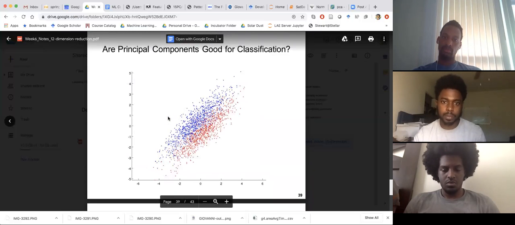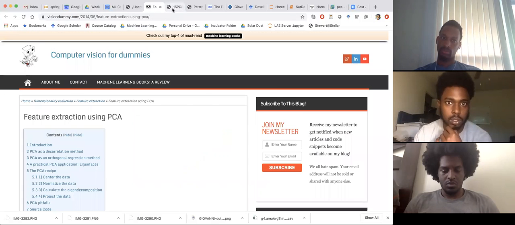So if there's not a lot of variance in this direction, even though our classifier has blue on this side and red on this side, PCA is going to ignore this direction in favor of this. Depending on your data set, it might not be that good for classification. So instead, what you would want to use, I think this is here.